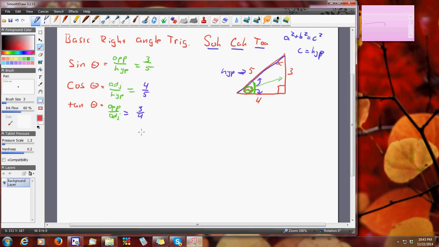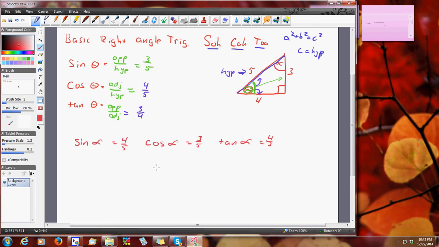Now, what if we're talking about a different angle? Let's say we're talking about this angle up here. The sine of alpha is opposite over hypotenuse, in this case 4 over 5. The cosine of alpha is the adjacent, which is 3, over the hypotenuse, which is 5. And the tangent of alpha is opposite over adjacent, which is 4/3. And that's it. That's basic right angle trig.